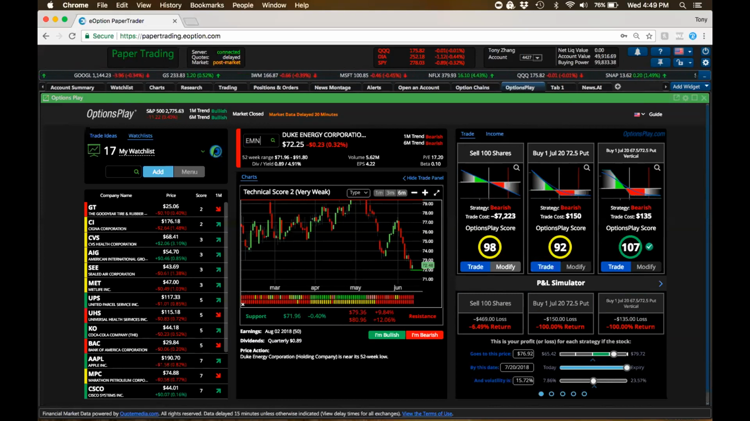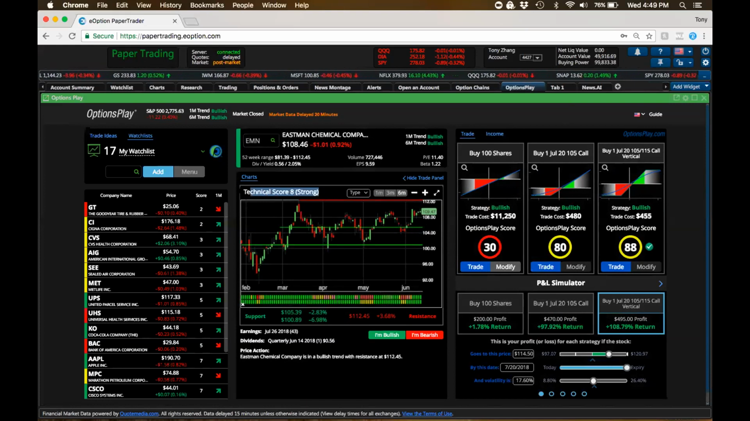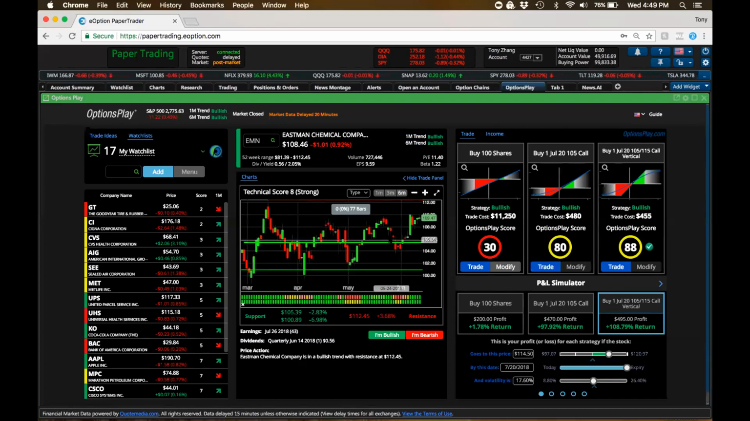Let's take a look at another stock here, Eastman Chemical. Material stock, as you can see, a technical score of 8, telling me this is one of the stronger stocks in the market. 1 month and 6 month trends are bullish, telling me that not only is this a strong stock, it's continuing to trend higher. So let's take a look at this stock.